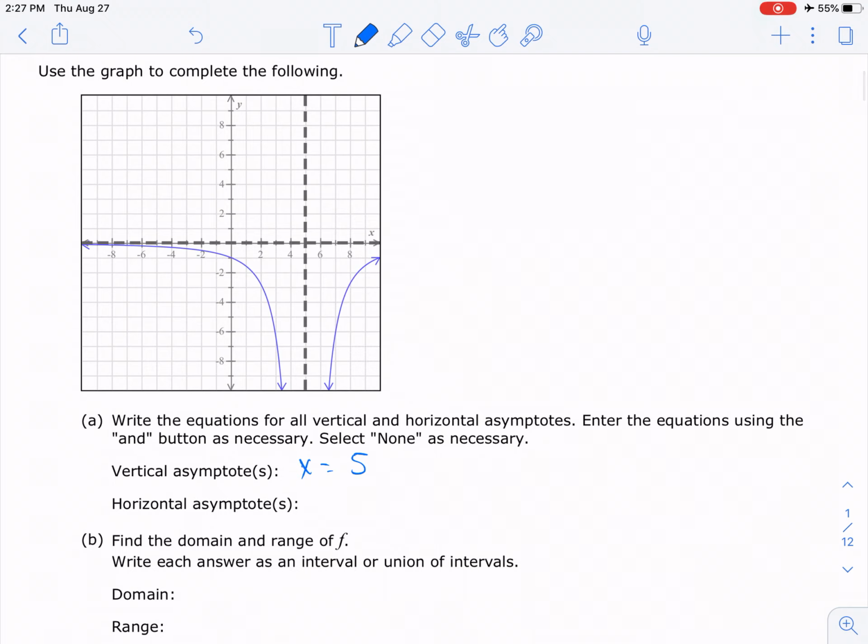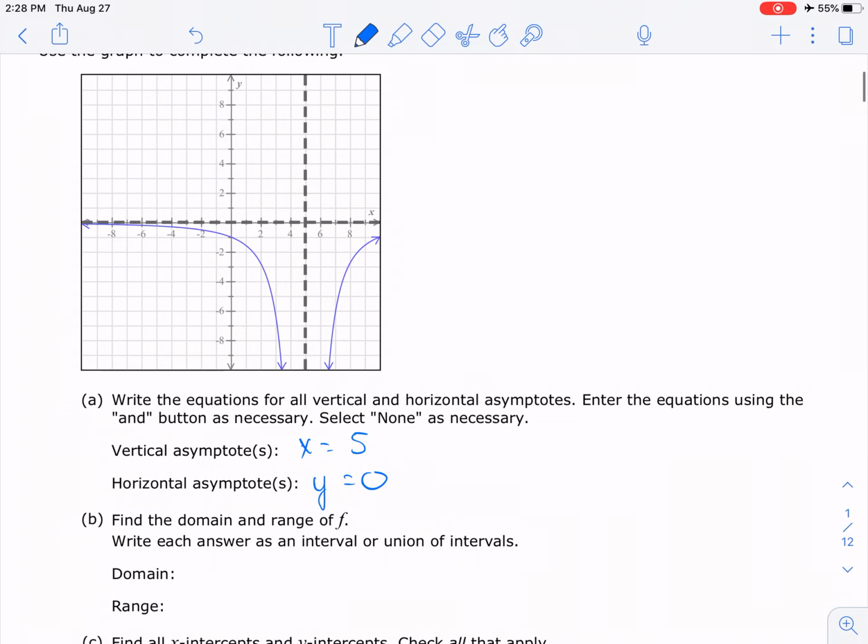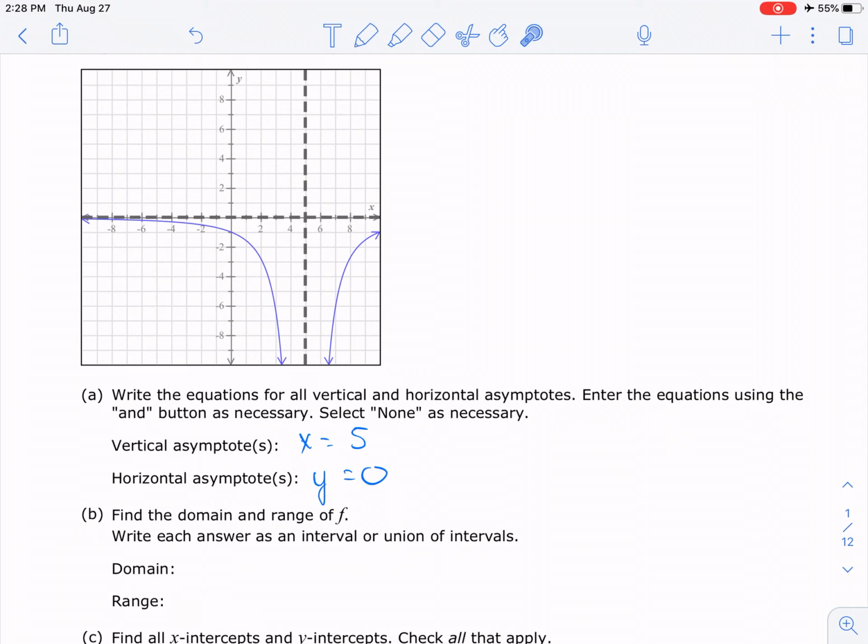Horizontal, you can see right here, is the x-axis, which is y equals 0. The domain and the range. So domain, you look from left to right, and you see right here, and then we go right here. So make sure that you notice the gap. The asymptote means the graph approaches that line but never touches that line. So we do have a gap right there for the domain.